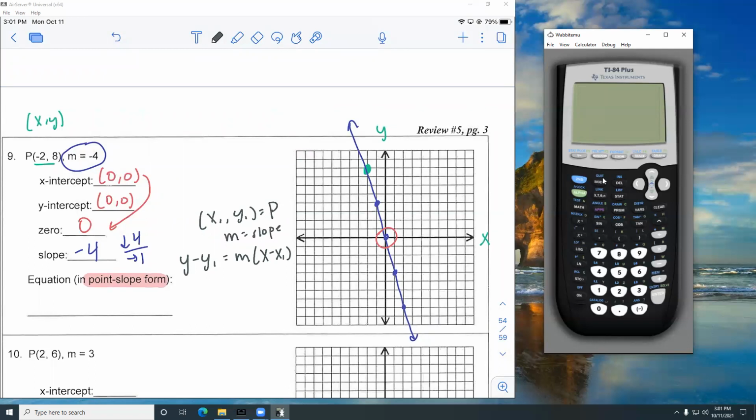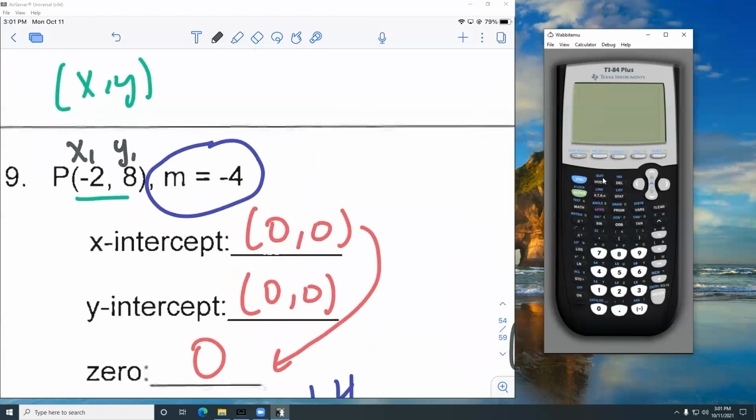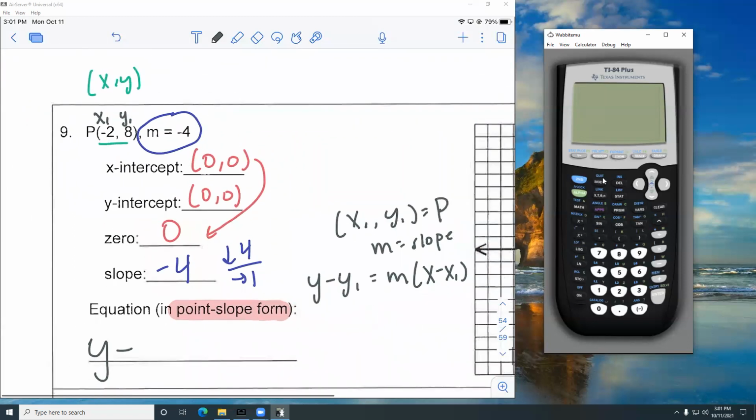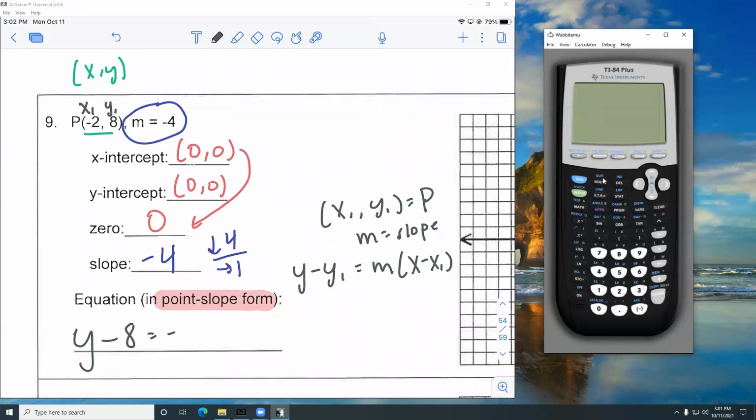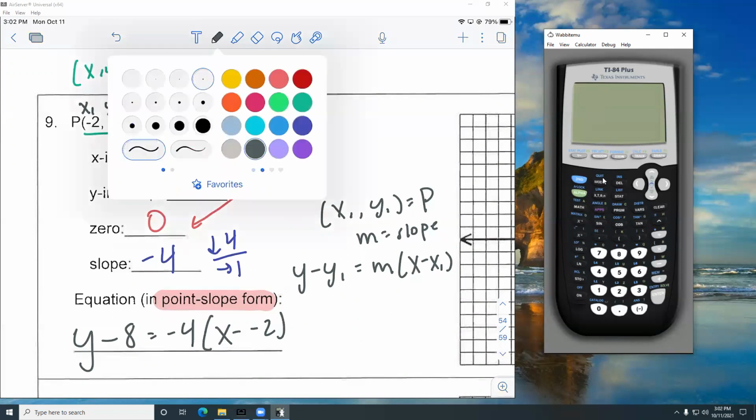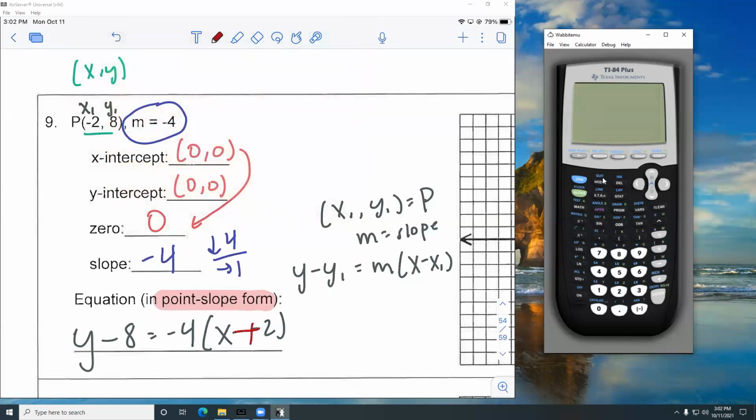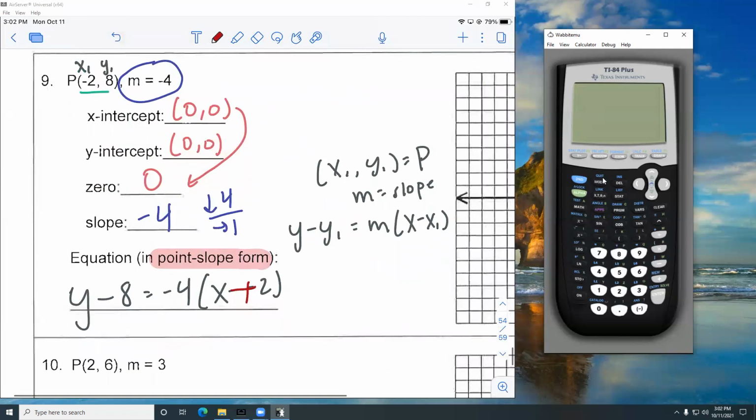All right, and guess what? They give us a point, they give us a slope, so we can write this thing. So I'm going to do Y minus Y1. So in this case, -2 is going to be X1 and 8 is going to be Y1. So I'm going to write Y minus 8 equals M is my slope, -4 times X minus X1. In this case, it would be minus -2. And guys, remember, if I have minus and negative, that's just the same thing as a big old plus sign. So that is my equation right there. Y minus 8 equals -4 times X plus 2.